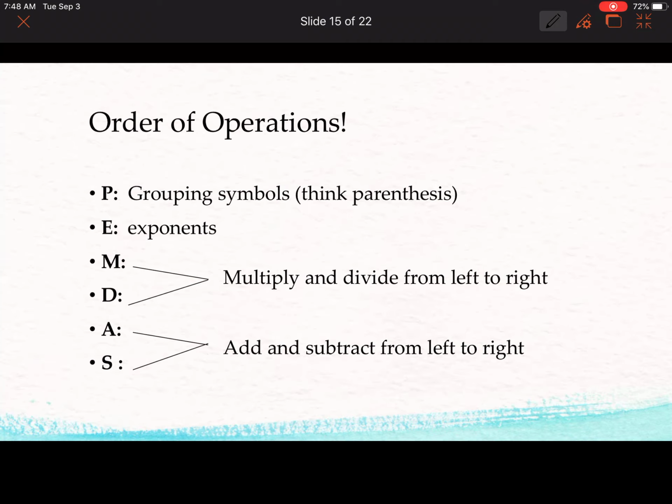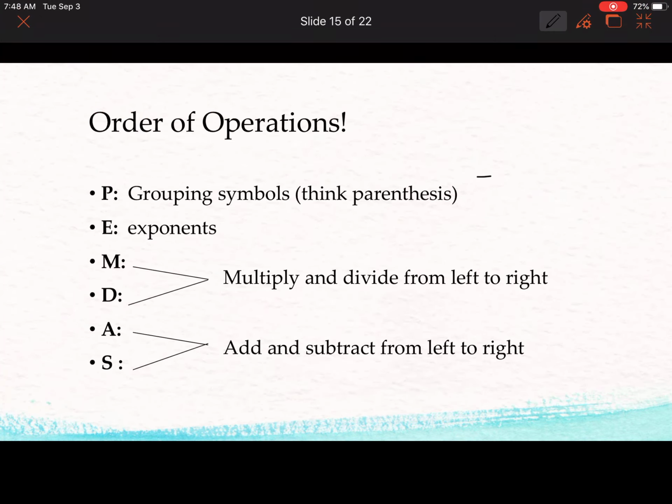So everybody remembers PEMDAS. P is grouping symbols. When I think of P, I think of parentheses, but I remember to apply that to all grouping symbols. So for instance, that means brackets. That means what's on top or on bottom of a division symbol or a fraction. There's multiple ways that we can write grouping symbols, so just remember, it's not just parentheses. Then we have exponents, which we just talked about, so not much explanation needs to go in there, but remember that looks like 2 to the 3rd.